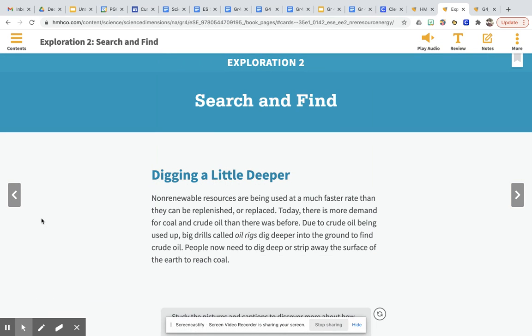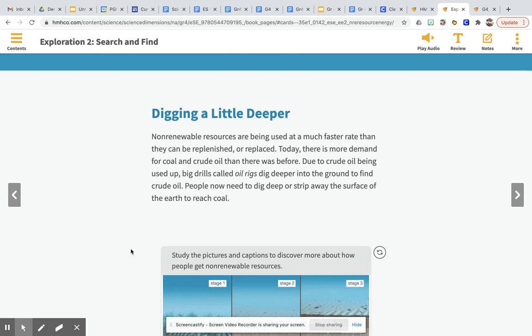All right, guys, this next part is going to be a little more interactive. I'm going to read a little bit, then I'm going to post some questions on the screen for you guys to pause and discuss. So let's keep it going. Search and find. Exploration number 2. Digging a little deeper.